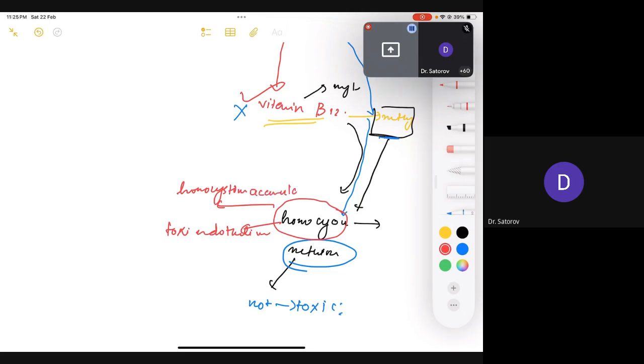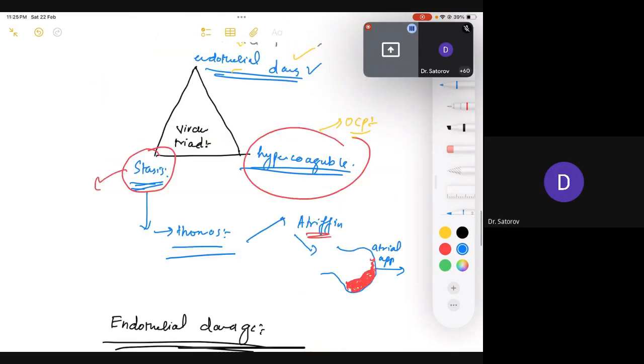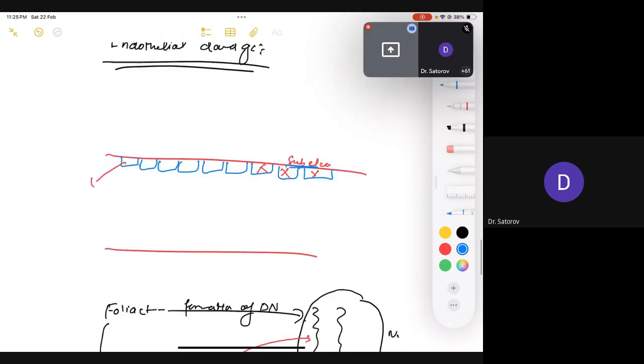Perfect. And we discussed if we have a lot of homocysteine, it would lead to damage of your endothelium. Can I say that? Yes, sir. And this damage to your endothelium was one of the triad which we were seeing in Virchow's triad, right? One of the factors. Is it right?